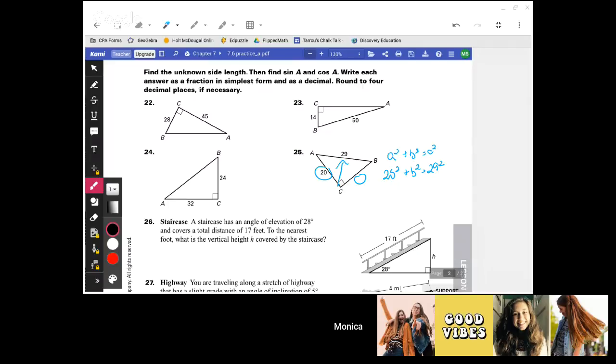So then to solve for b squared, you're going to subtract 20 squared from 29 squared, which gives you 441. And then take the square root of that, and that's going to tell you that your b equals 21. Okay, so then you're good to be able to find sine and cosine from there? Okay, good.